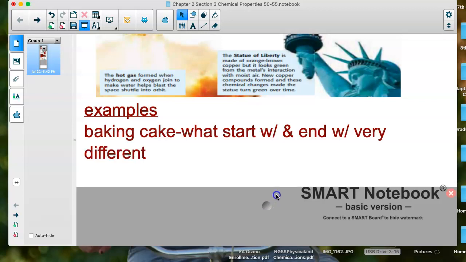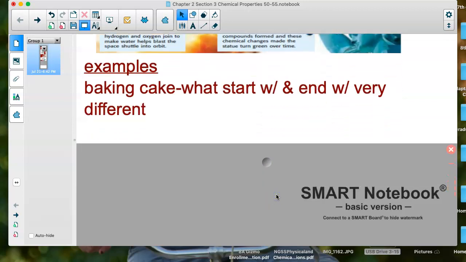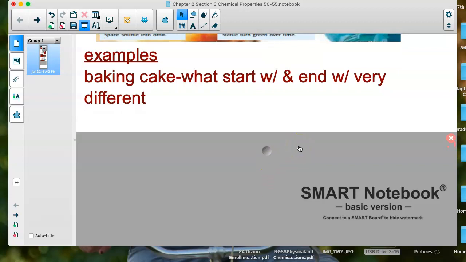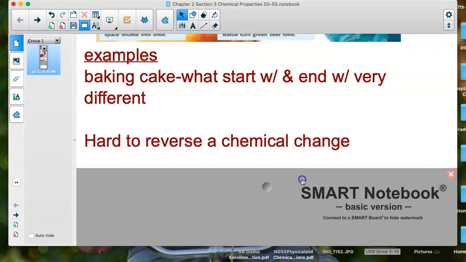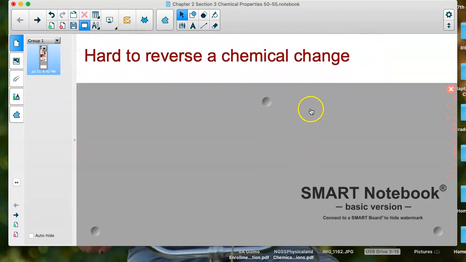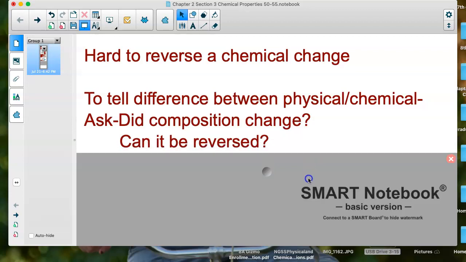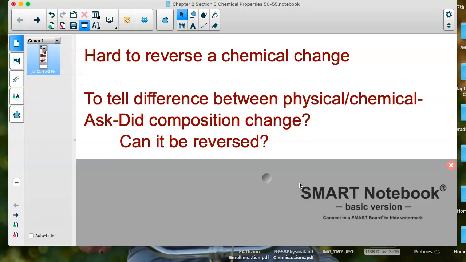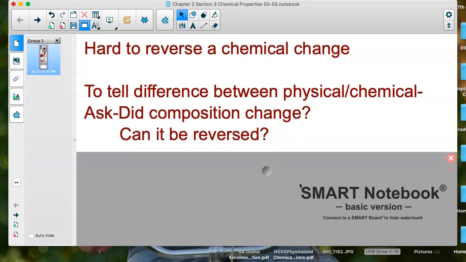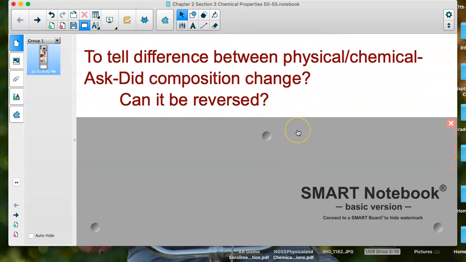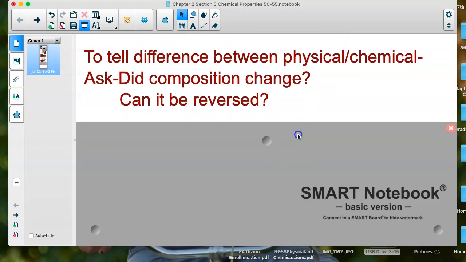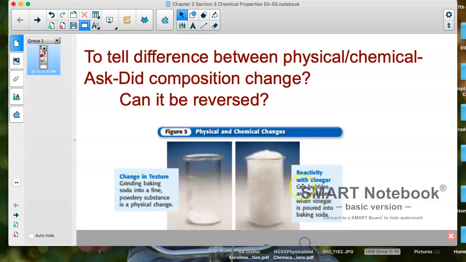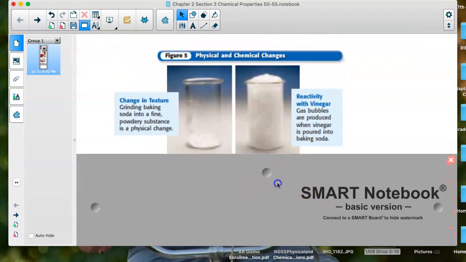So baking a cake is a great example. What you start with and what you end with are very, very different. Still all the same stuff there, but now it is very different. So it's hard to reverse it. Think about it that way when you're thinking about what's chemical and what's physical. So to tell the difference between physical and chemical, you need to ask yourself, did the composition change? Did what I start with end up being different as far as what it looks like? Can it be reversed? And usually 9 times out of 10, that means if it cannot be reversed, that it's a chemical change.